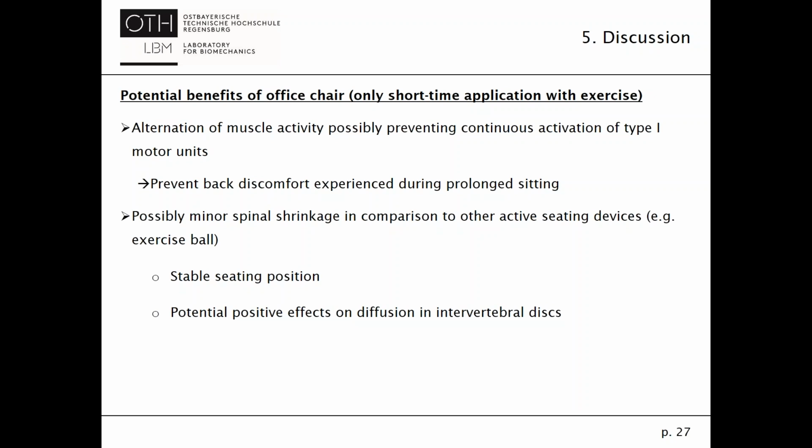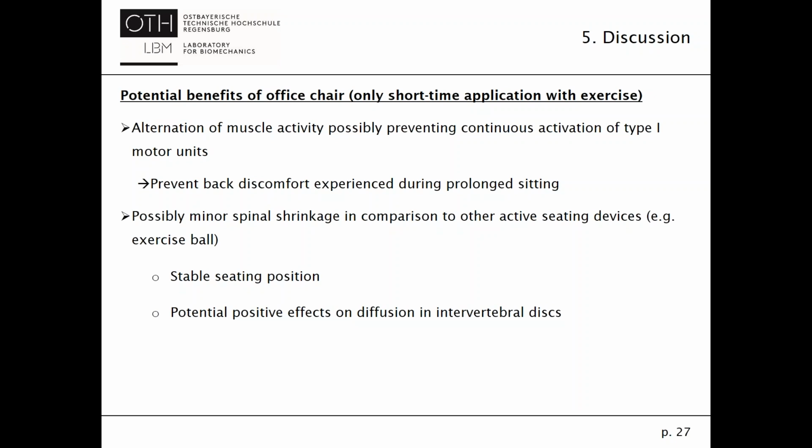In literature, we found that an alternation of muscle activity possibly prevents the continuous activation of type 1 motor units. So this chair might prevent this continuous activation. And in literature, it is claimed that this might prevent back discomfort, which is experienced during prolonged sitting. And furthermore, spinal shrinkage might be smaller in comparison to other active seating devices, as for example an exercise ball.